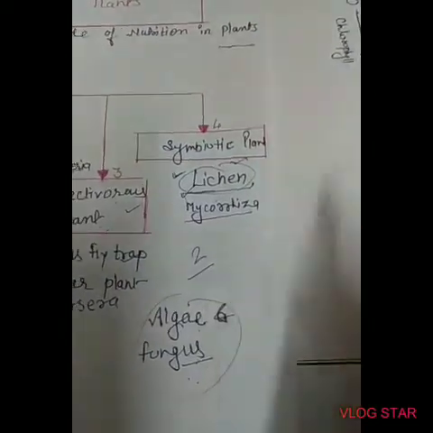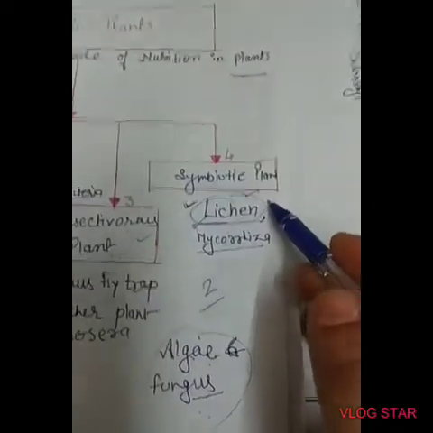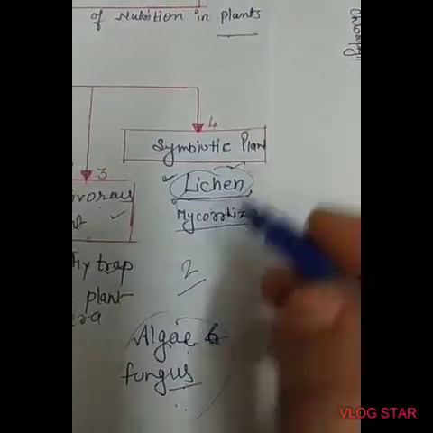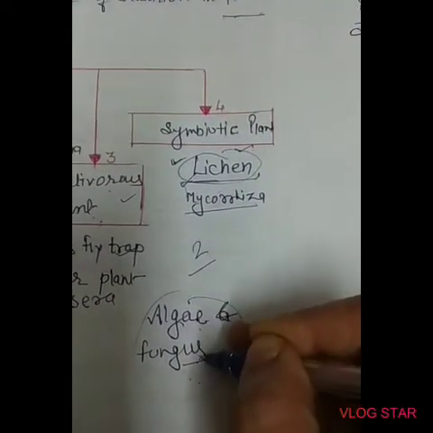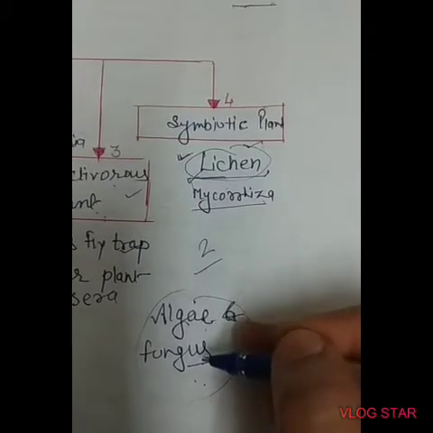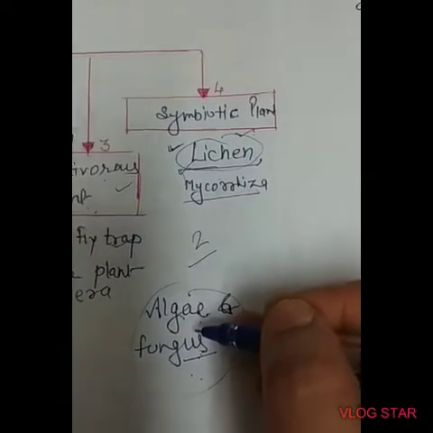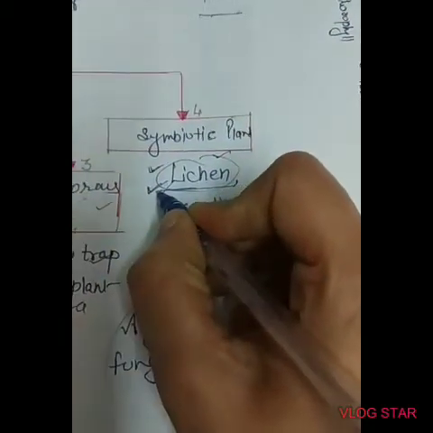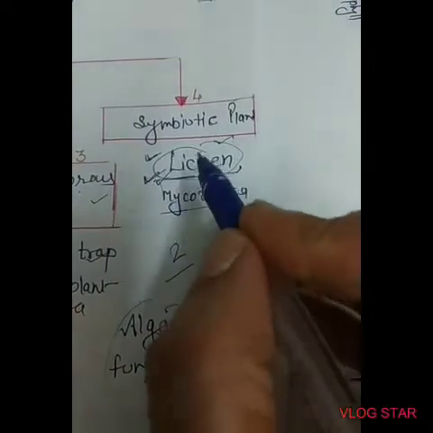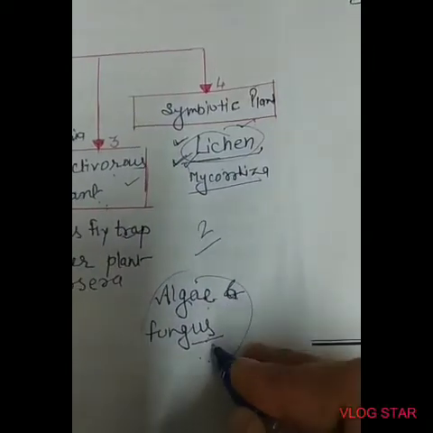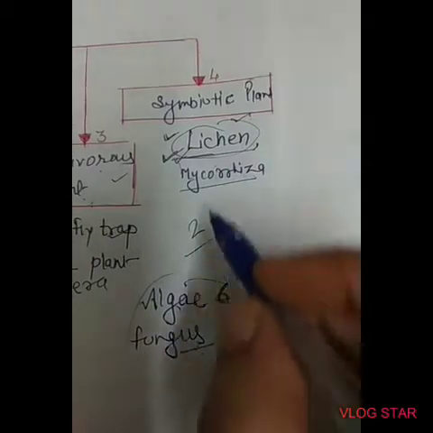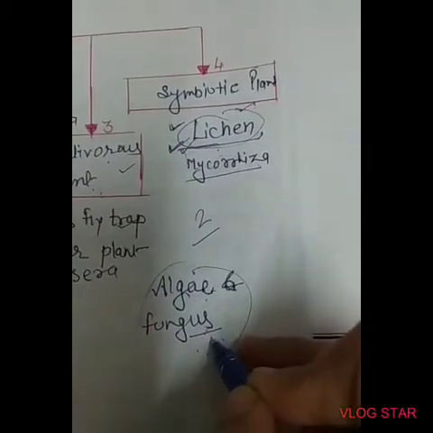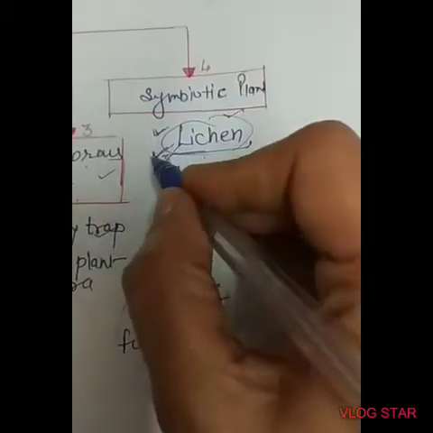Let's discuss the symbiotic mode of nutrition. This is the mode of nutrition in which two different organisms live together and share shelter and nutrients. It is called symbiotic nutrition. For example, lichen. Lichen is not a plant. Lichen is an association between algae and fungus. When algae and fungus live together, this type of association is called lichen.